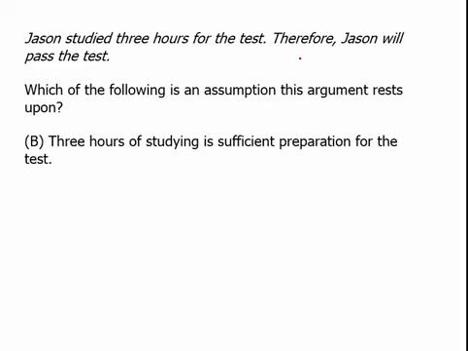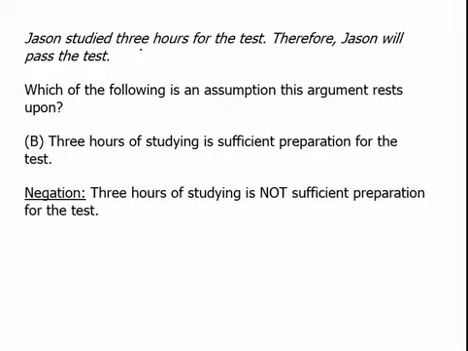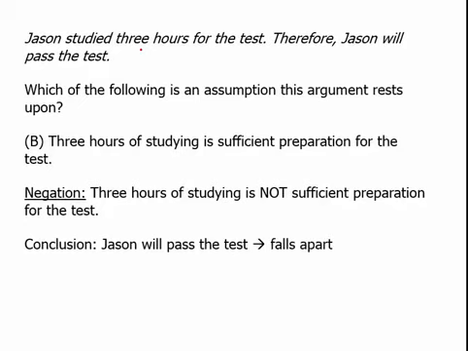Let's take a look at B. 3 hours of studying is sufficient preparation for the test. Where's a good place to add that no or that not? 3 hours of studying is not sufficient preparation for the test. That's a good place. What happens? Well, it says he studied 3 hours, therefore he'll pass the test. If it turns out 3 hours is not enough time, then he will not pass the test. So it's not sufficient preparation. He will not pass the test. Therefore, the conclusion will fall apart. Poor Jason, you will not pass the test. That is how negating the conclusion works.